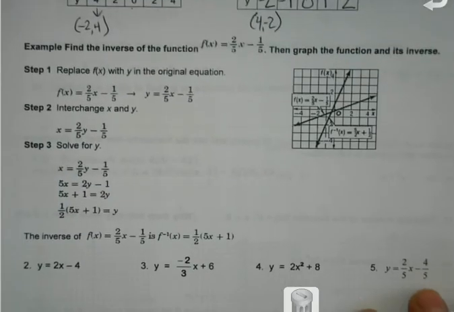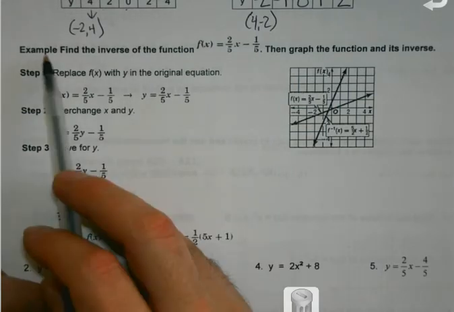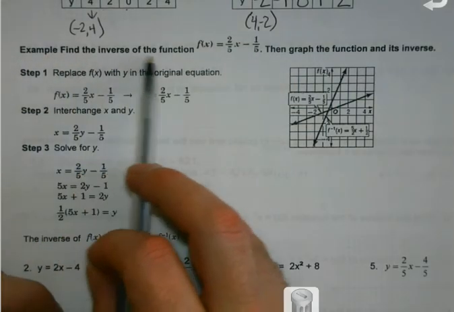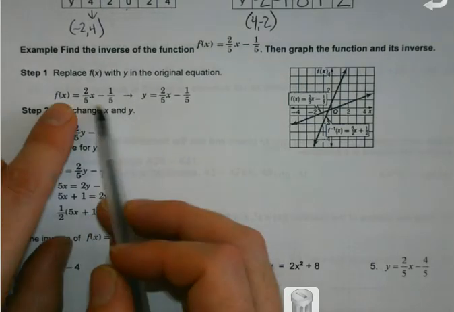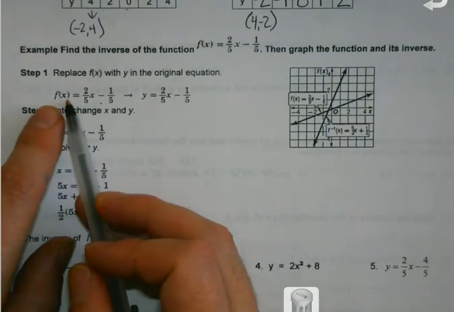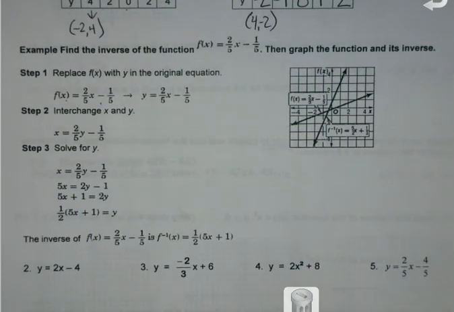Now, I got to admit, when I looked at this one, I was wondering a bit what I was thinking when I got to the end. So for example 2 here, it says find the inverse of the function f of x equals 2/5 x minus 1/5. Graph the function and its inverse. We're going to come back to the graphing part, but I just want you to see how this works. So here's my original expression. I take out the f of x function and replace it with y. So we're sort of regressing a little bit because we're going out of function notation back to y.